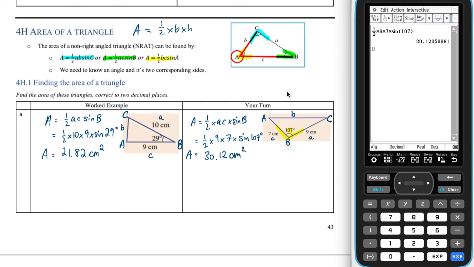In the next video, we'll be looking at how to find a side or an angle when we're given the area.